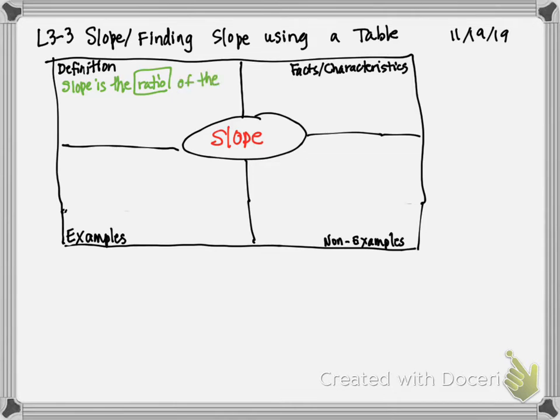The ratio of the change in y, which is going to be a vertical change, to the change in x, which is going to be a horizontal change.